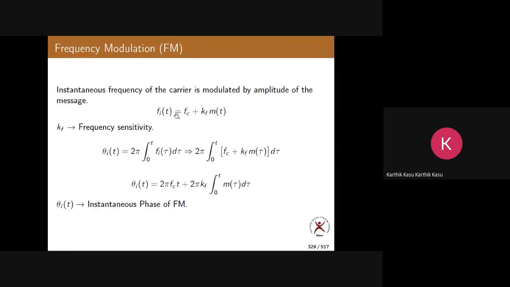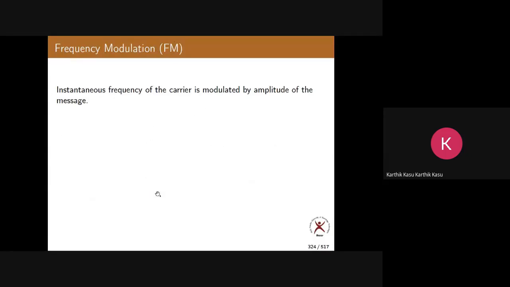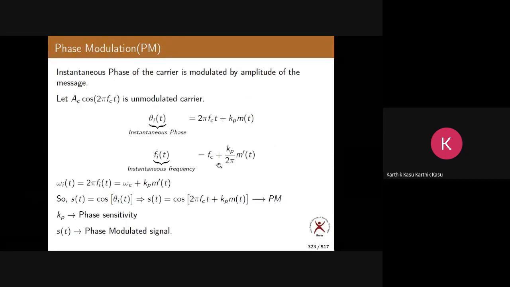So please note here, what is fi of t minus fc? Kf m of t. What is theta of t minus 2 pi fct? 2 pi kf integration 0 to t m of tau d tau. It is in the case of FM, please remember. Now the same thing in the case of PM. What is fi of t minus fc? Kp by 2 pi m dash of t. What is theta of t minus 2 pi fct? It is Kp m of t.